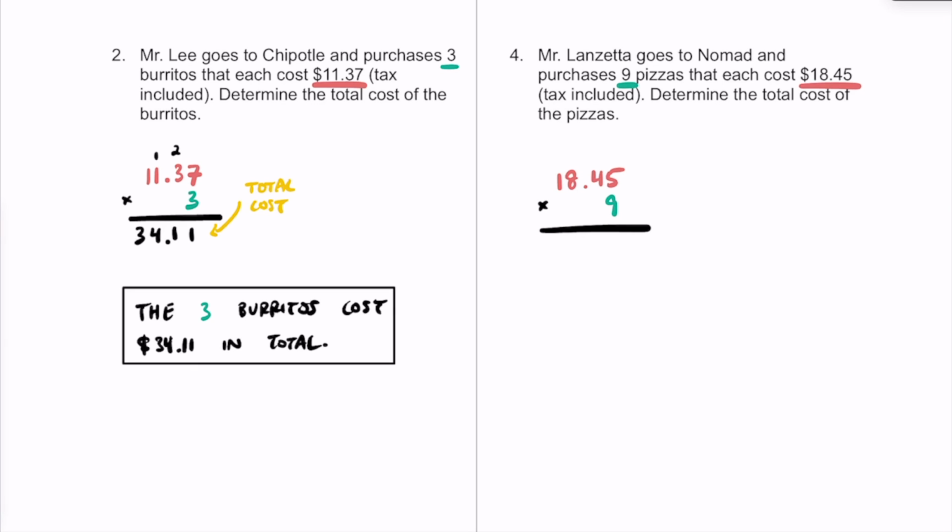Alright, so 9 times 5 is going to be 45. Let's go ahead and carry the 4. 9 times 4 is 36, plus the 4 is going to be 40. Let's put the 0 and carry the 4. 9 times 8 is 72, plus the 4 is 76. We'll put the 6 and carry the 7. Then 9 times 1 is going to be 9, plus the 7 is going to be 16.